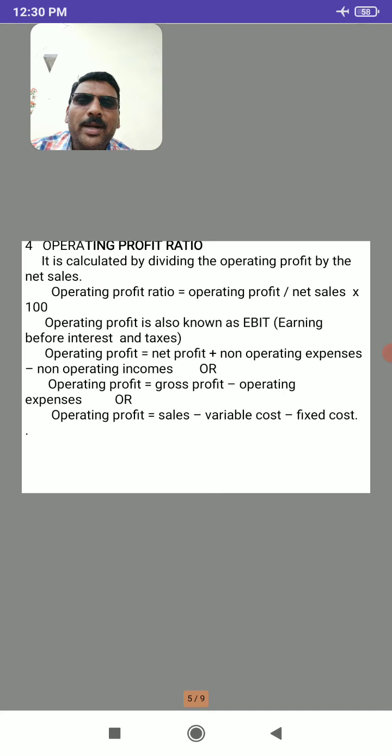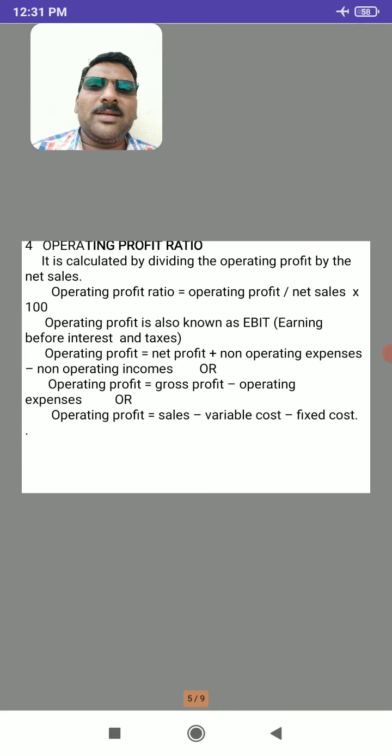So here, operating profit ratio. The fourth one is the operating profit ratio. It is calculated by dividing the operating profit by net sales. Here there is a new term, operating profit, which you have to calculate. This operating profit is also called earnings before interest and tax. Before paying interest and tax, the profit you get is called operating profit. It is also known as EBIT. So the operating profit ratio is calculated by dividing the operating profit by net sales and multiplying by 100.